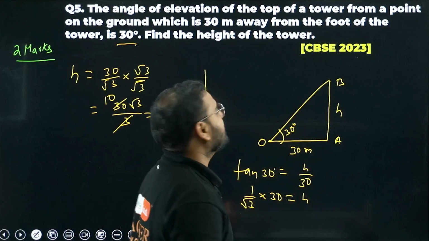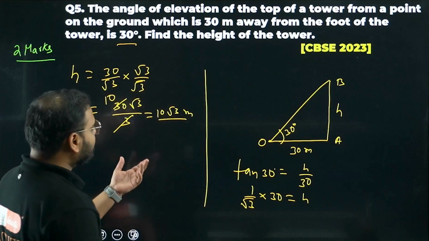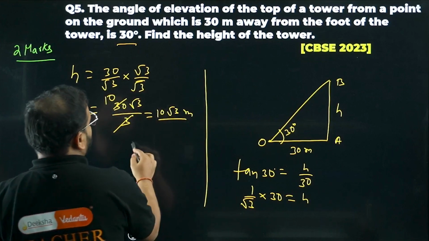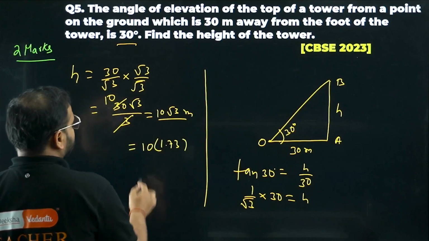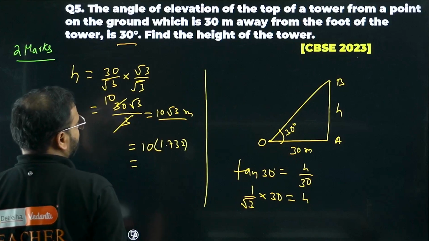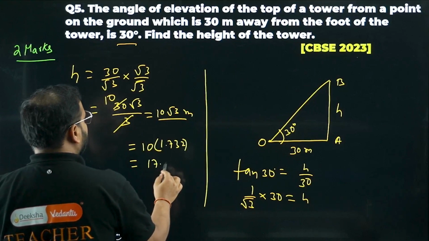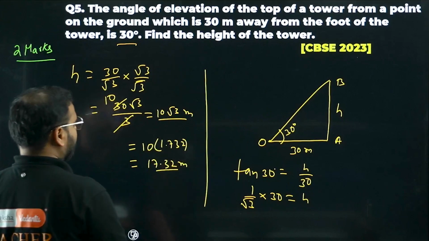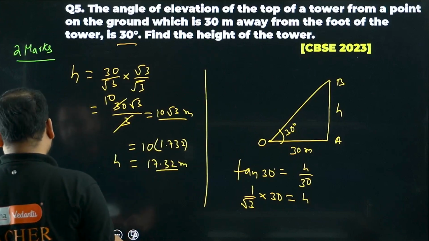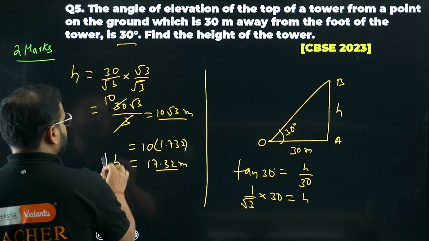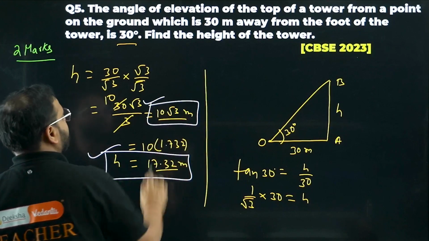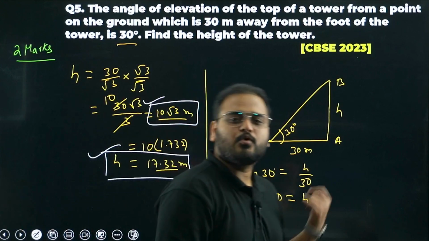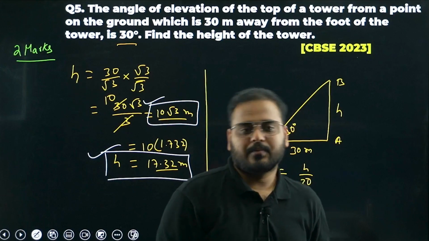10 root 3 meters. There's no given value of root 3, so if you want, you can skip it, or you can write the value also. If you remember it, 1.732, so we can write this as 17.32 meters. This is your answer for the height. Both answers are acceptable. For a 2 marker, you can write the first answer also, no problem.